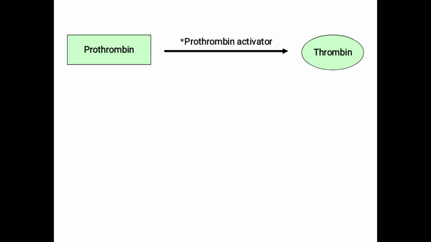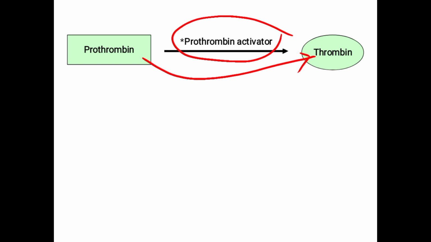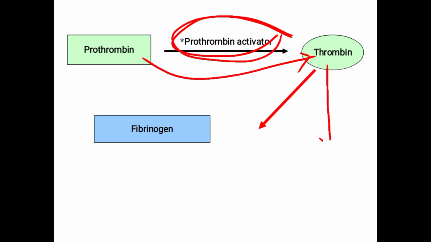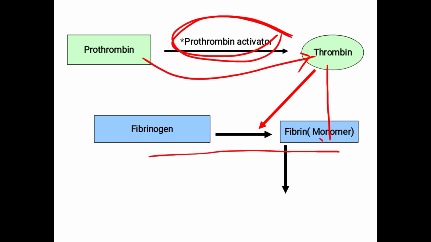As I told, first a prothrombin activator has to form, right? Only then does this prothrombin activator convert prothrombin into thrombin. For the activation of prothrombin activator, we have 2 mechanisms, I will tell later. This thrombin converts fibrinogen to fibrin. Okay, conversion of fibrinogen into fibrin.